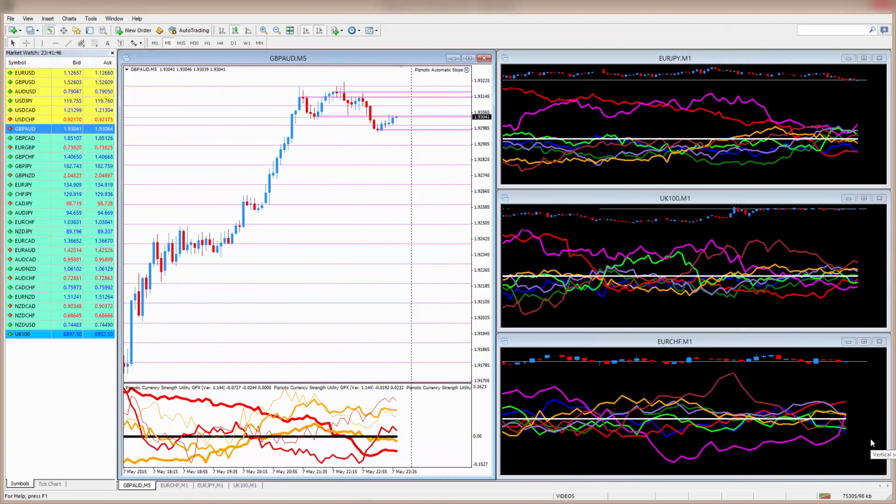Hi and welcome to this tutorial. In this tutorial I will show you how to perform currency strength analysis for short-term trading, also known as scalping.